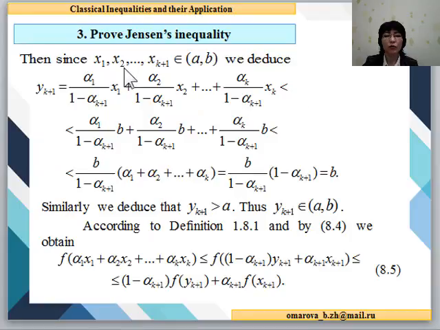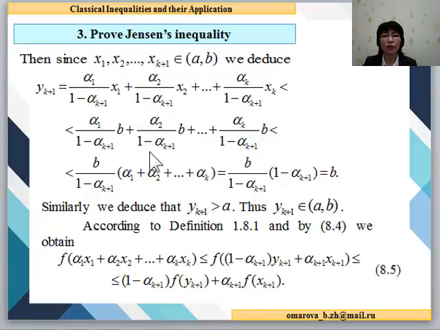Then, since x1, x2 and x sub k plus 1 lie in the segment AB. Let's consider the new variable y sub k plus 1 in the form. We see that x1 and x2 and so indefinitely xk is less than b because they lie in the segment AB. We obtain the following inequality.